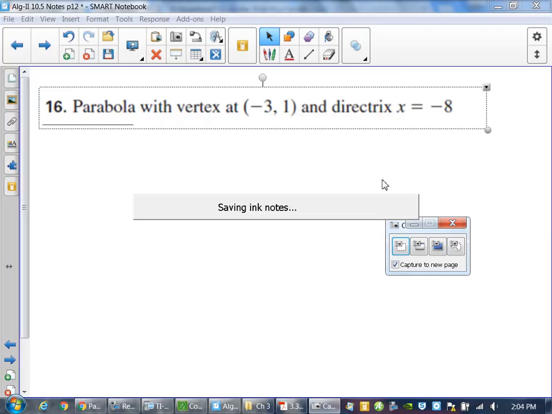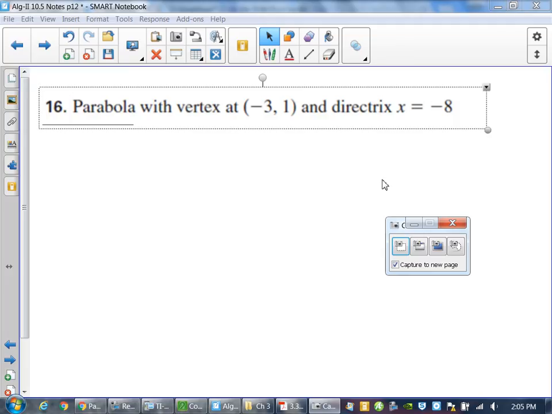Hey, look at this. On the back here, I have a vertex located at 3, 1, and a directrix at x equals -8, right there. Remember, your vertex always looks at a focus. A directrix will always be placed behind the vertex. So if the vertex is up, the directrix, do you mind fixing that? Thank you.